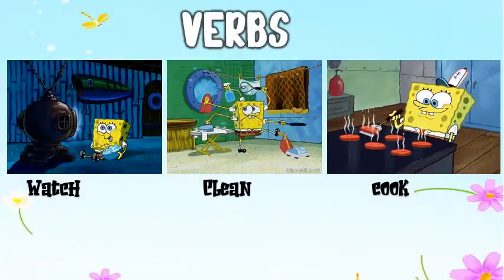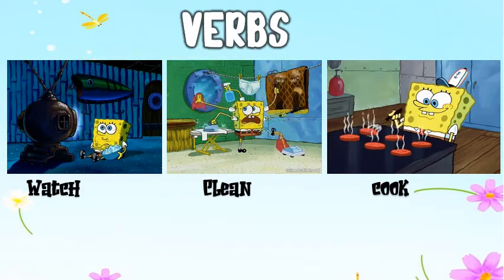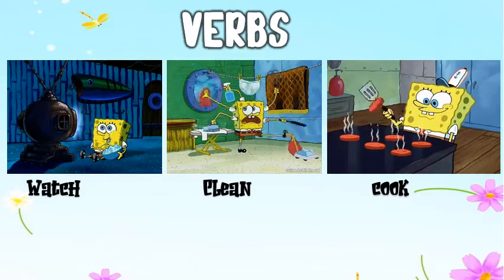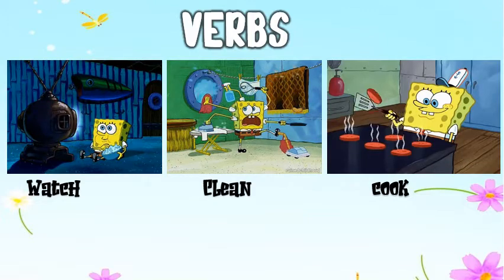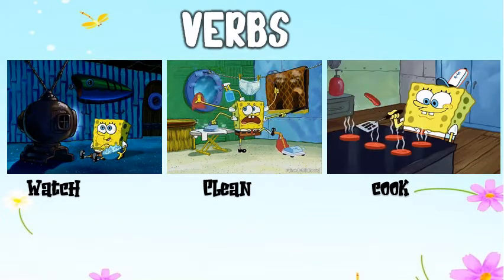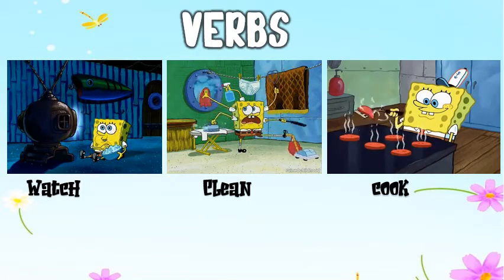Past tense verbs are actions that took place in the past. They are already done and completed. There are two ways to change the verb into its past tense. For common verbs like this, we will add d or ed at the end.